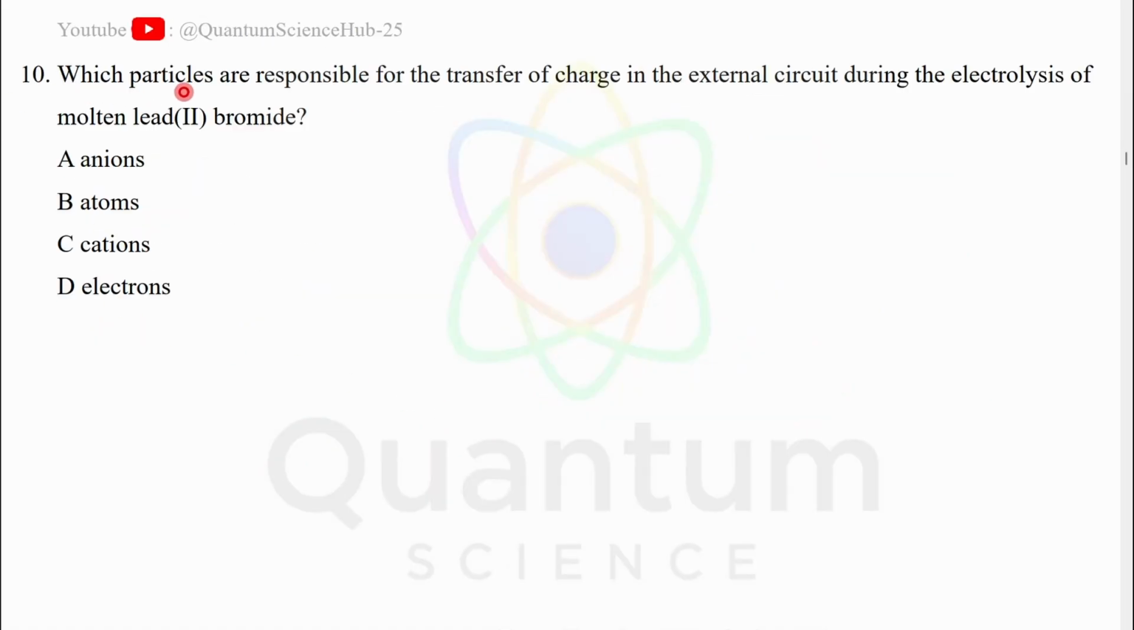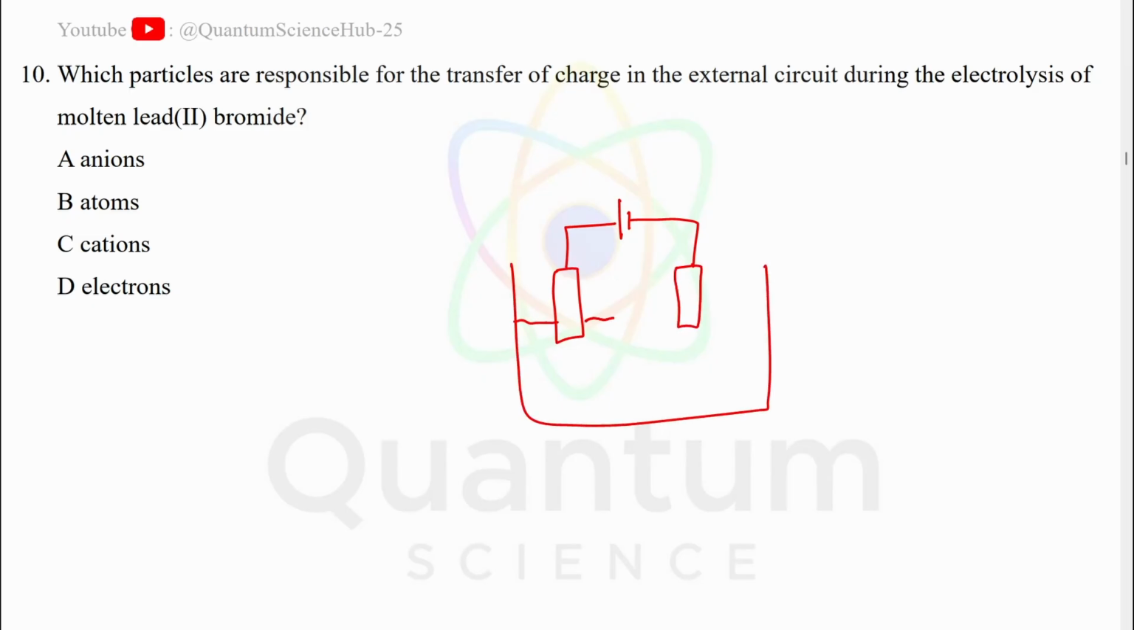Question 10. Which particles are responsible for the transfer of charge in the external circuit during the electrolysis of molten lead bromide? Okay, this question is pretty easy because the question is asking about the charge in the external circuit. So if you still remember, for example, this is the picture of electrolysis. So this is the electrolyte. If we are talking about the external circuit, it means it is at the cable in here. So the longer line here is positive and the shorter line is negative.